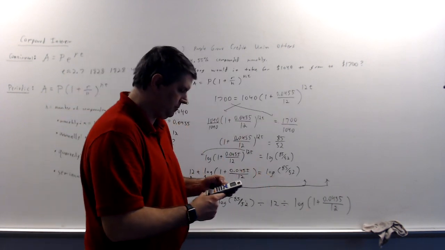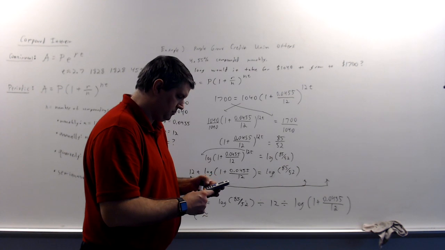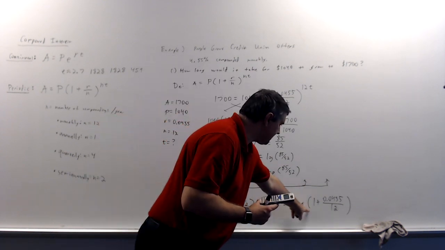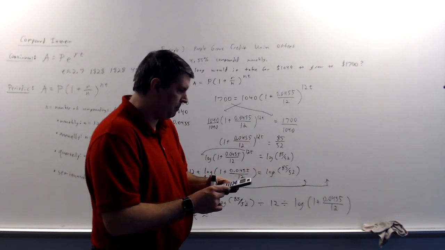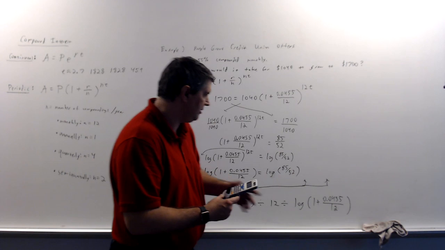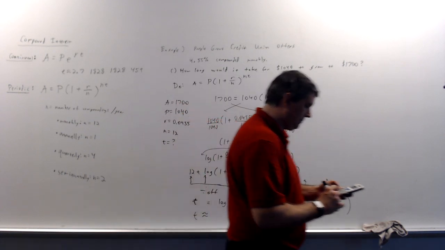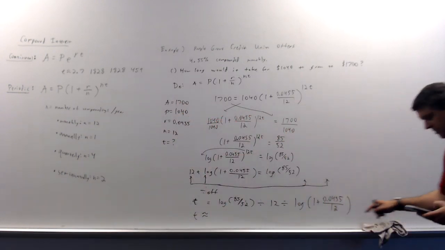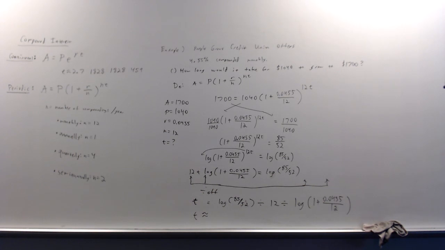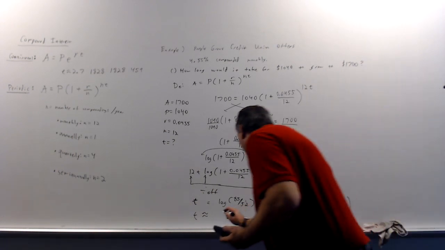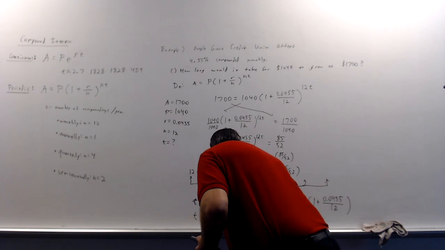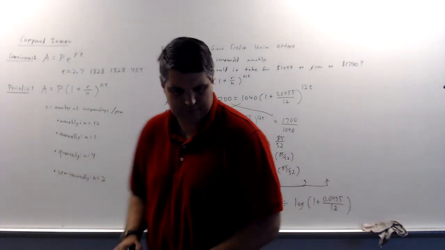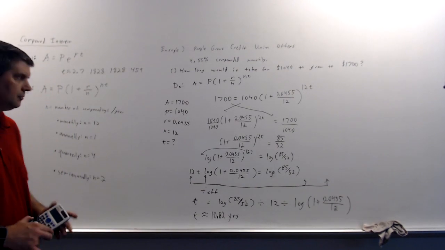Division. Common log. Parenthesis, 1 plus 0.0455. Division 12. Balance the parenthesis. Hit enter or equal. I'm looking at approximately 10.82 years. 10.82 years. All right.